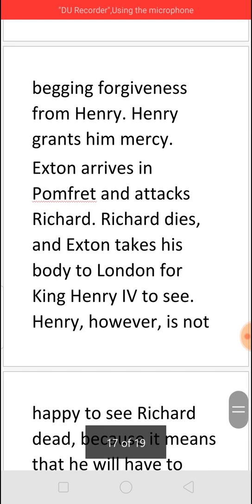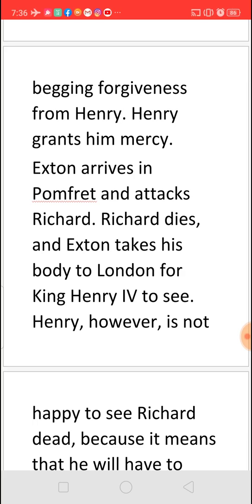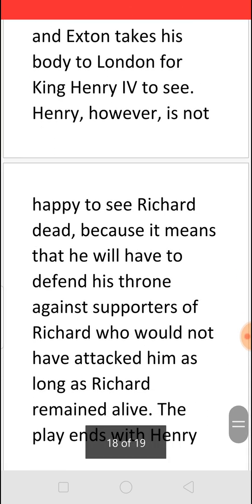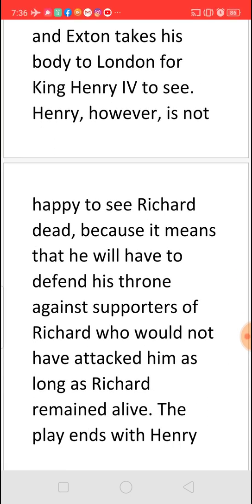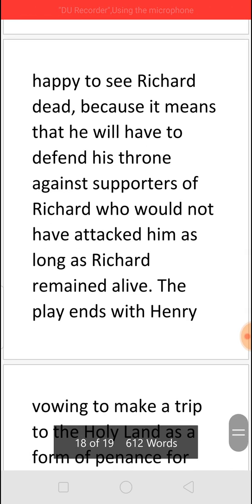At the same time, Exton comes to Pomfret and attacks Richard and kills him. And then Exton takes his body so that Henry IV can see it and be relieved that Richard II is dead. But actually Henry IV is not happy to see Richard II dead, because as long as Richard II is alive, his supporters will not attack him. But if he is dead, the blame will fall on him and people will go against him. So he is very unhappy that Richard II is dead.